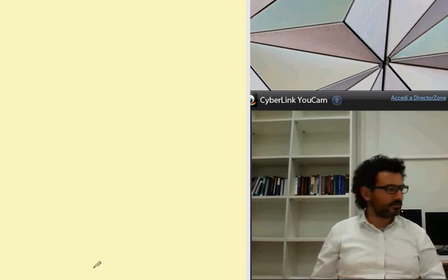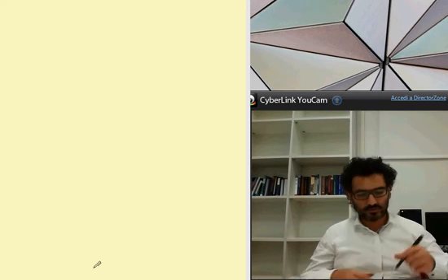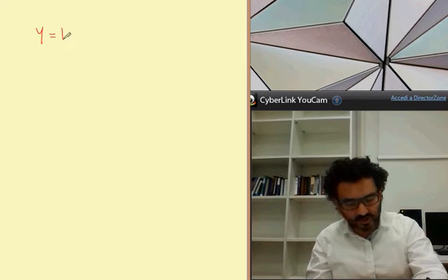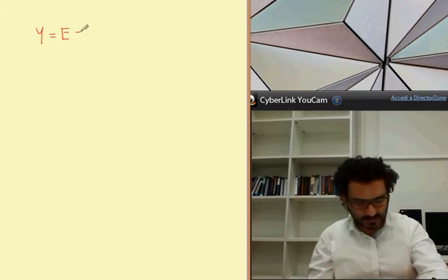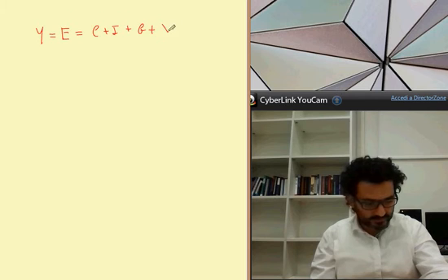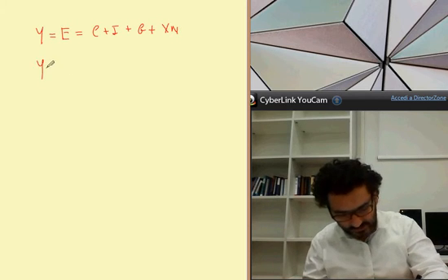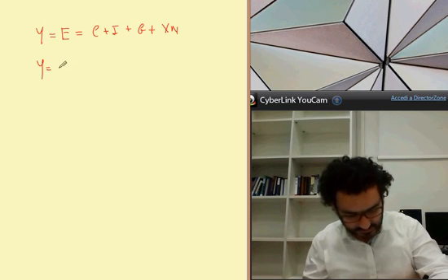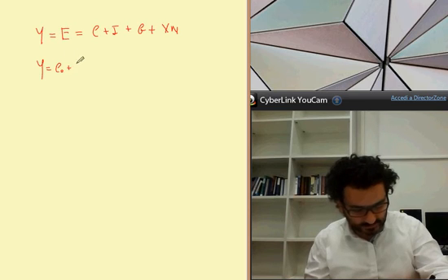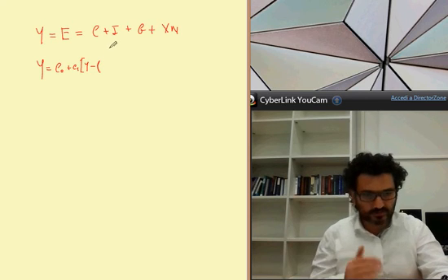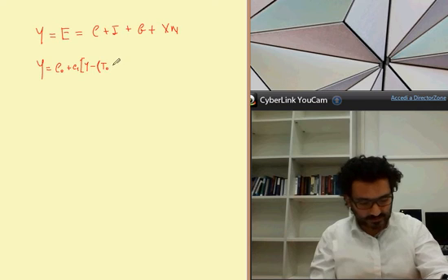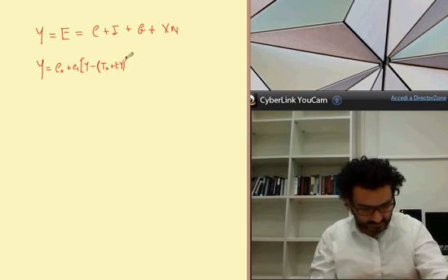Now we can use our new assumption to derive the IS relation. We need to use the equilibrium condition Y equal to E, so all the income must be spent, and expenditure is defined as consumption plus investment plus government expenditure plus net exports. So in equilibrium Y should be equal to consumption. Consumption is given by C0 plus the propensity to consume, which multiplies disposable income. Disposable income is income minus taxes.